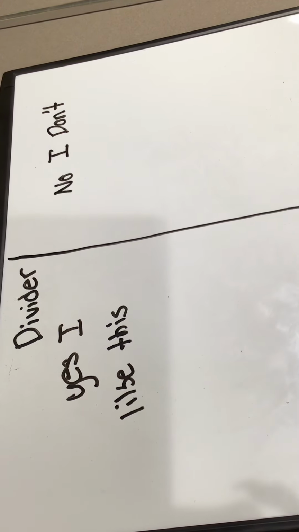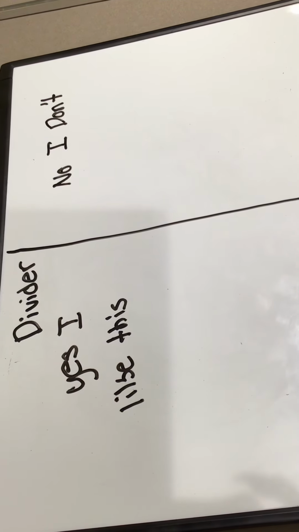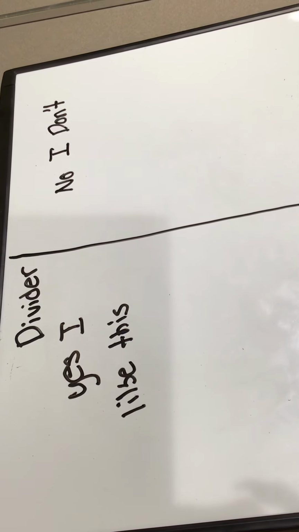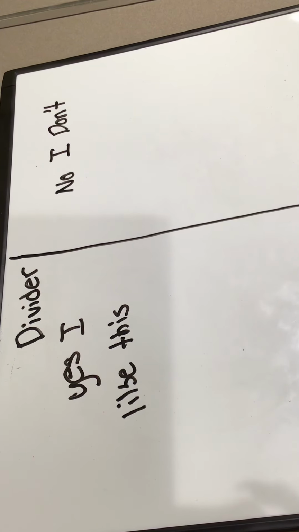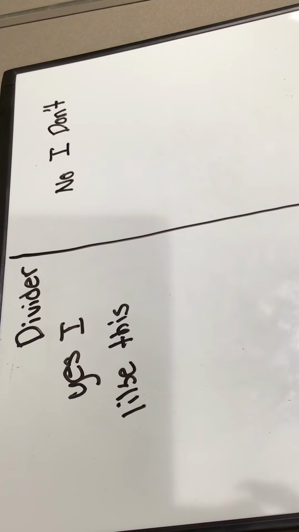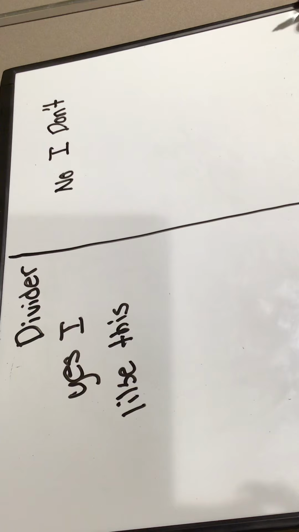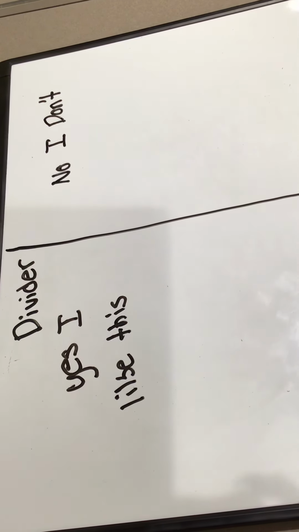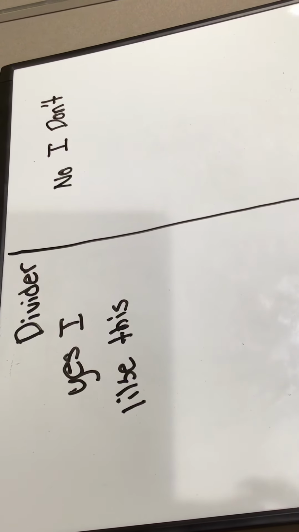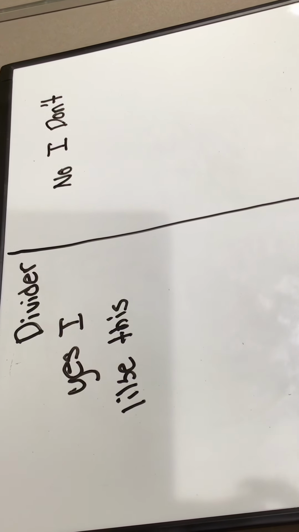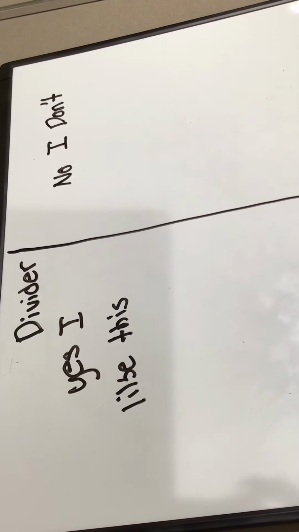So as the teacher, you could say, does anybody in this class like bananas? Any students that do like bananas will go to the yes, I like this side. Students that don't like bananas will go to the no, I don't side. You can use this and incorporate this with a ton of different things and just a ton of different vocab words. You can use this as a very good strategy to allow your ELL students to open up to you and feel more comfortable.